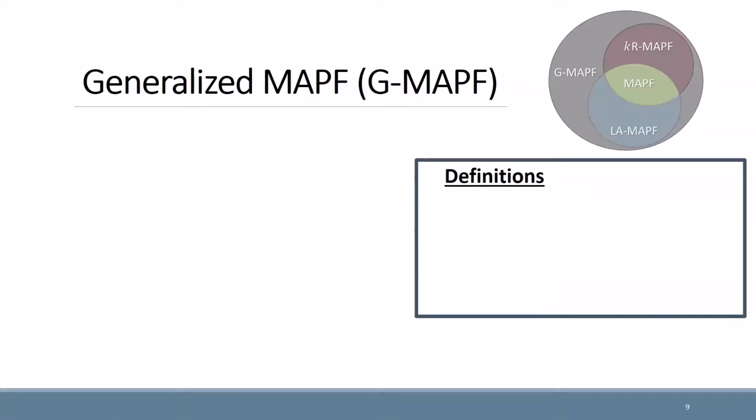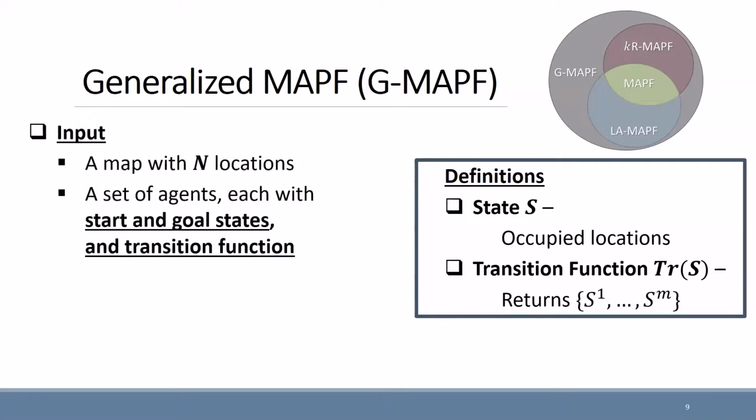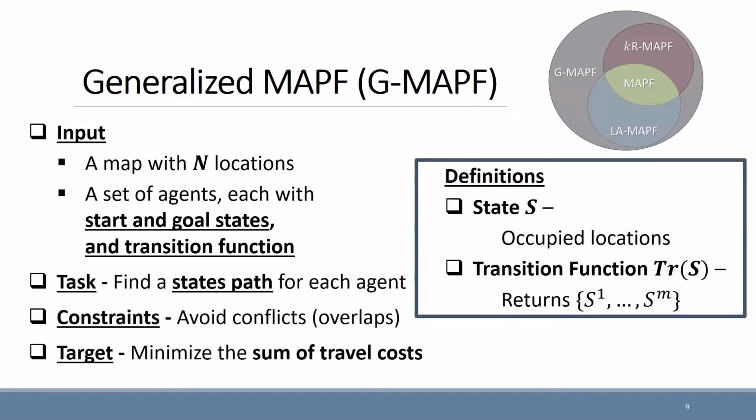In the generalized multi-agent pathfinding problem, we have the following new definitions. A state is a list of all occupied locations at a single time step, and the transition function gets a state and returns a set of m states. Each is a state that the agent reaches by performing an applicable action. In generalized multi-agent pathfinding, each agent gets start and goal states and a transition function instead of locations. And the task is to find a states path for each agent instead of a locations path.